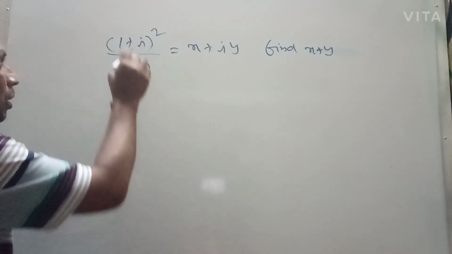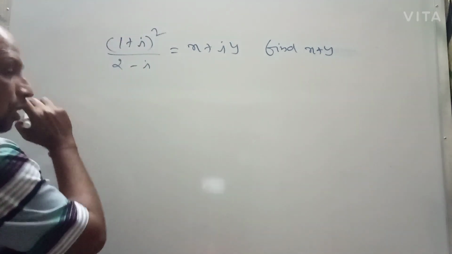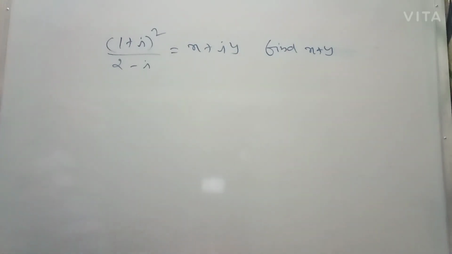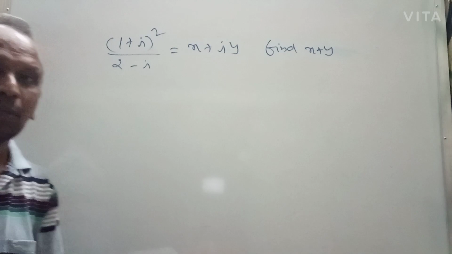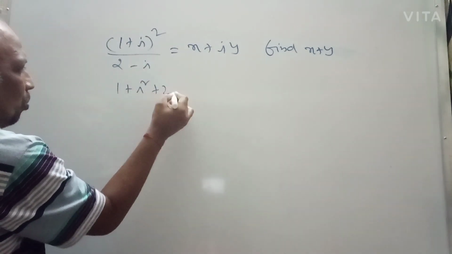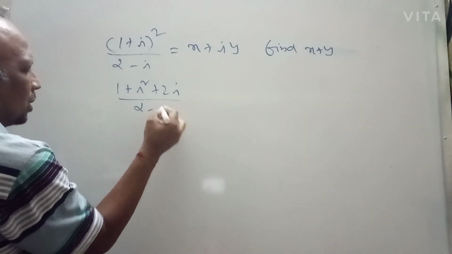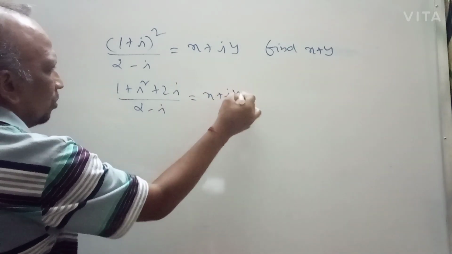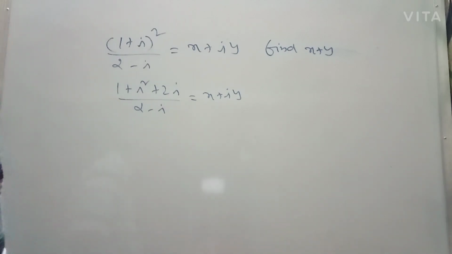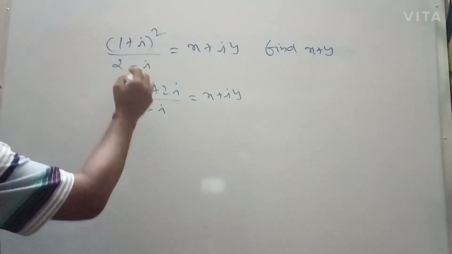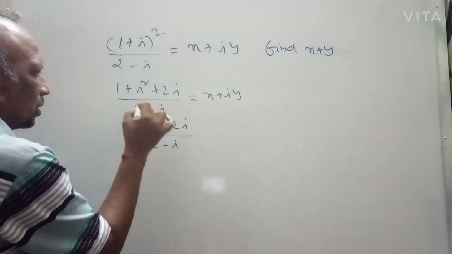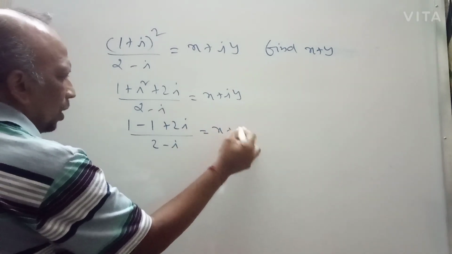This expression you can consider. If I expand (1 plus i) whole square, because they are asking which is equal to x plus iy, I should rationalize that. You can simplify this, you will get 1 plus i square plus 2i by 2 minus i, which is equal to x plus iy. When I take this value, you can observe here, i square is minus 1, so 1 minus 1 plus 2i by 2 minus i equals x plus iy.